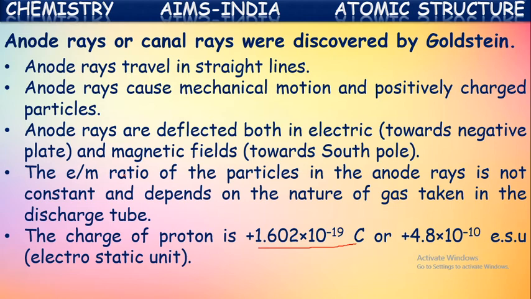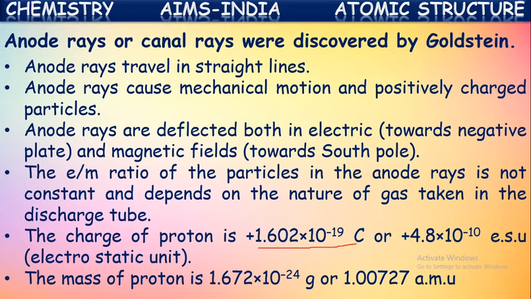Cathode rays are the same; they don't depend on the nature of the gas taken in the discharge tube. But the anode rays are different for different gases taken. Out of all kinds of anode rays, the smallest anode ray particles are called protons. Those are nothing but H plus ions. And their mass is equal to 1.672 into 10 to the power of minus 24 grams. It is the mass of one proton.